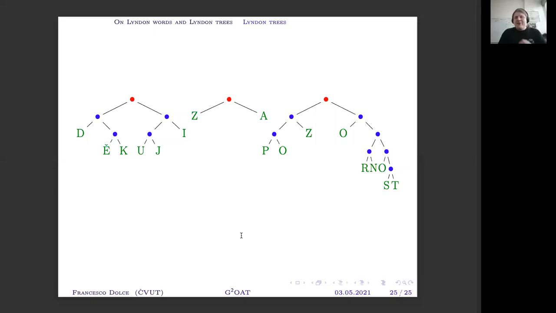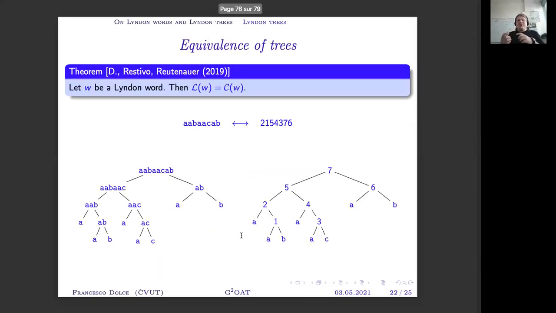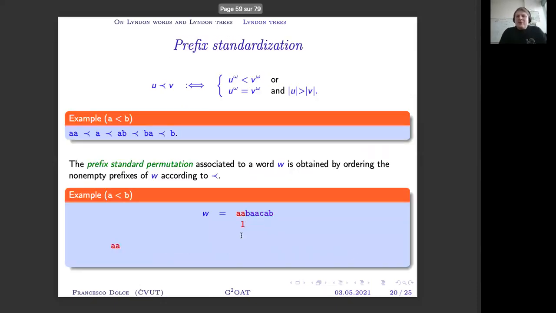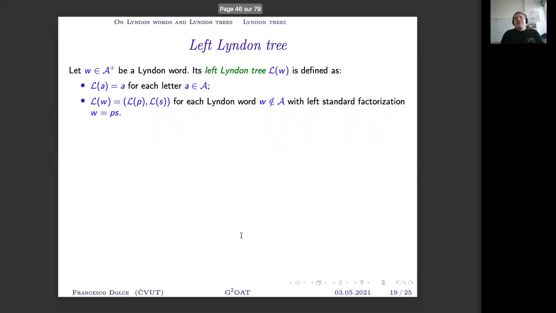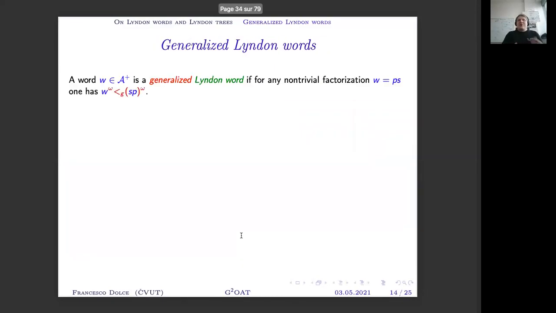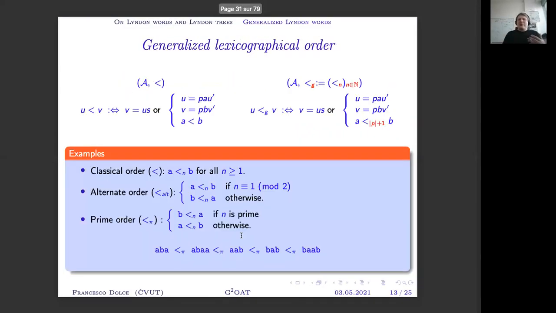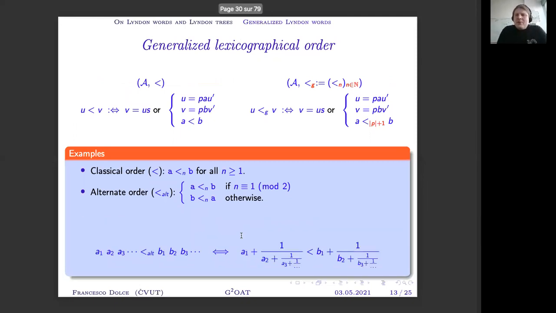So are there any questions? Okay, maybe I can try to ask them. So you use this generalized order on the alphabets, like alternating one and things like that. Which of them is kind of the most natural, or where does it come from to use this different order on every position, or what's the motivation to do this?